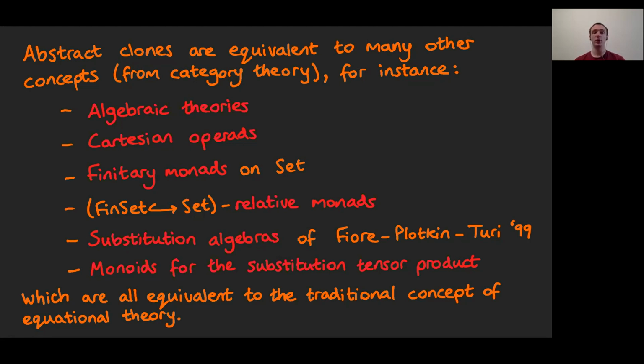So these are all equivalent to abstract clones, but we propose that abstract clones are a much simpler structure, and so they're much more useful if you don't want to use complex category theory to go about proving things for abstract syntax.